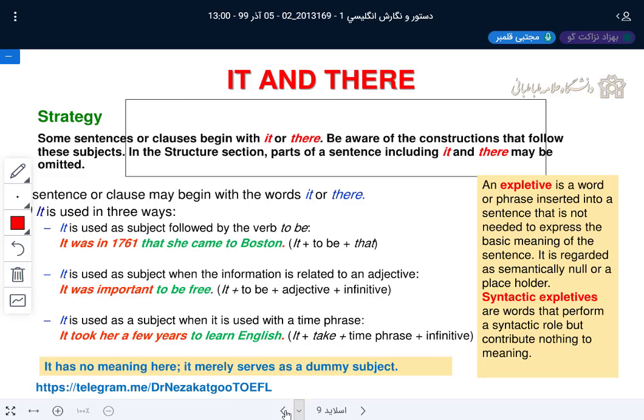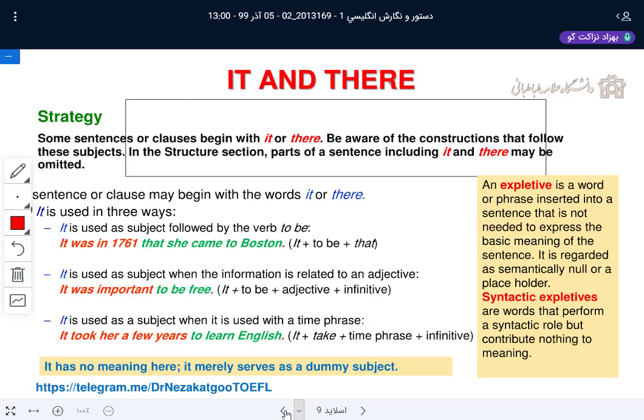An expletive is a word or phrase inserted into a sentence that is not needed to express the basic meaning of the sentence. This word is regarded as semantically null. This word has two pronunciations. In American pronunciation, the stress falls on the first syllable, so it is expletive.